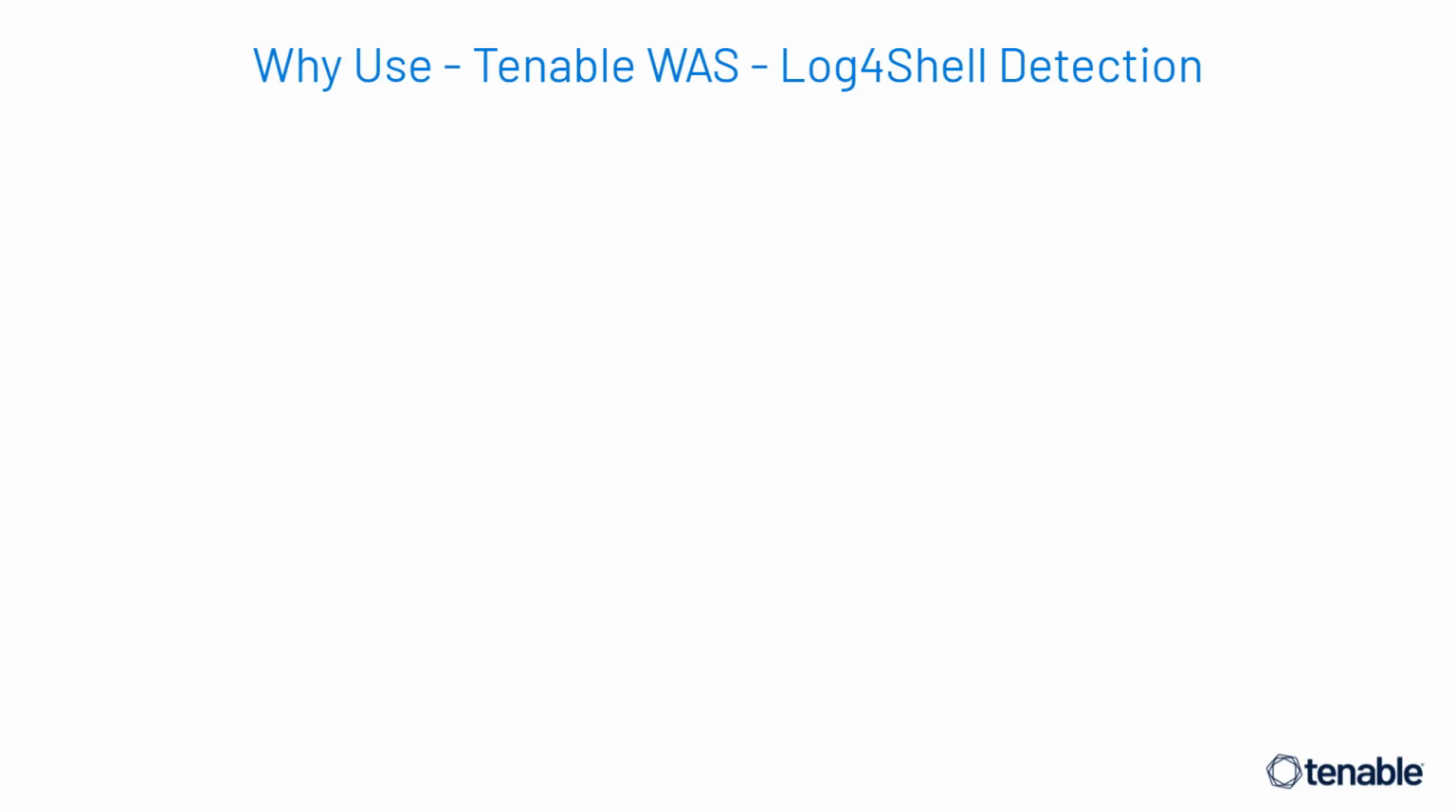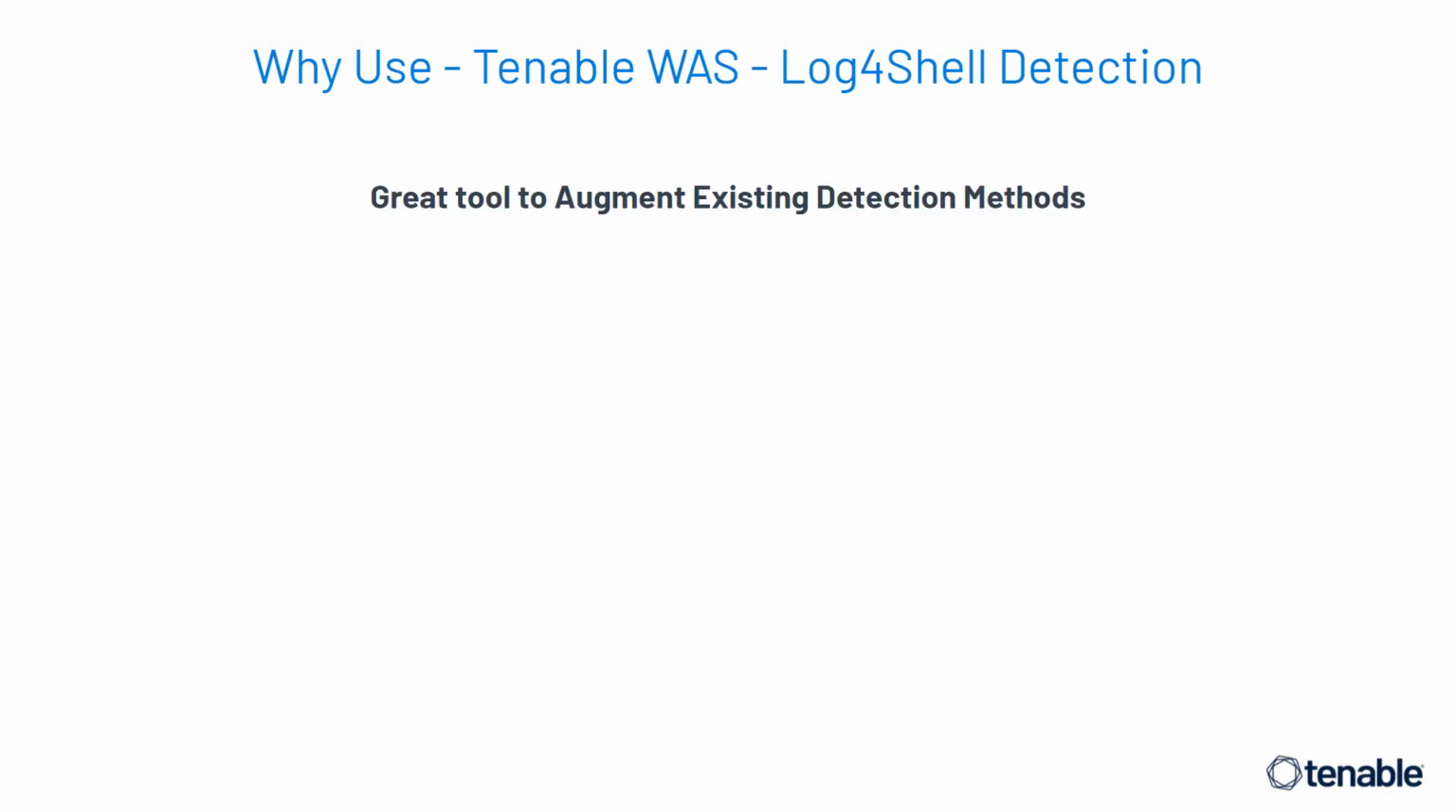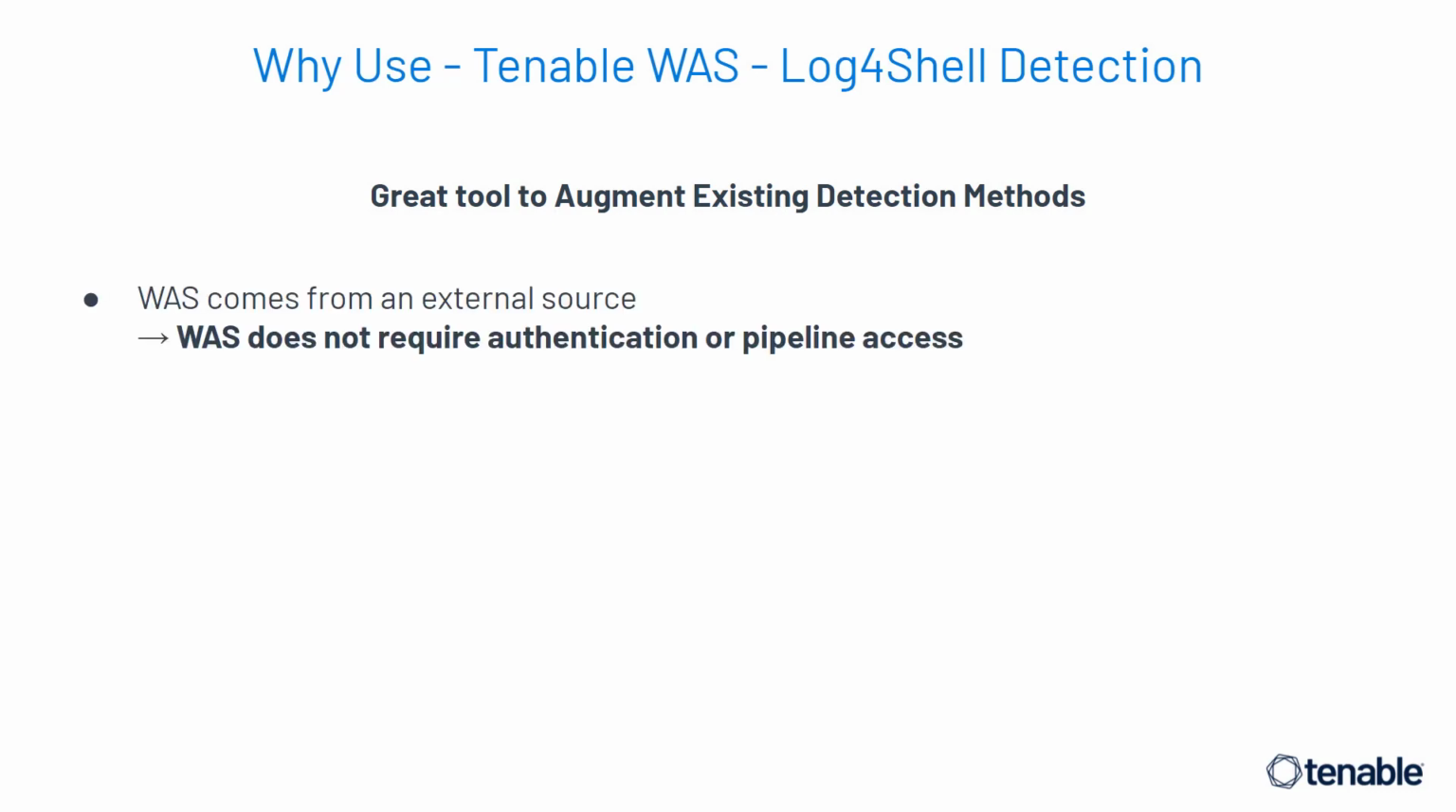Now, before we jump into the UI to show you how to create the scan, I want to discuss why we need this policy. Tenable actually has a large number of detections for this particular vulnerability using different scan engines and methods. So this is a great tool to augment the existing detection methods, and I'll go over why. First, Tenable WAS comes from an external source and looks at the application through the lens of HTTP. Thus, it does not require local credentials, nor does it require access to your developer's pipeline to test.